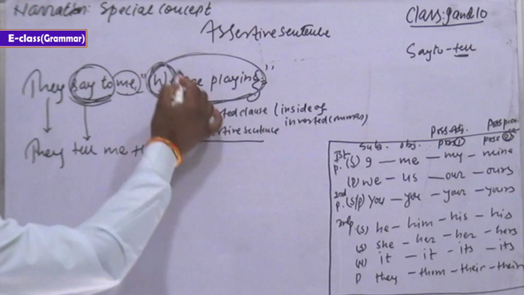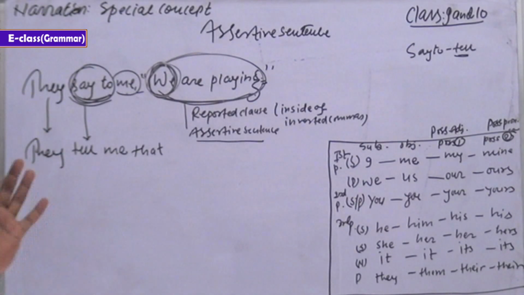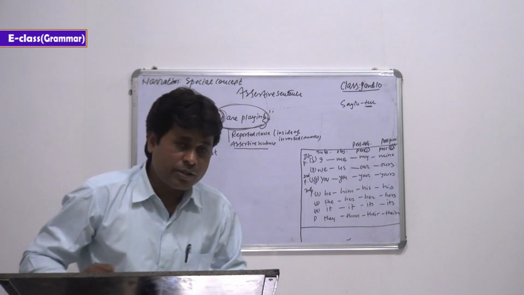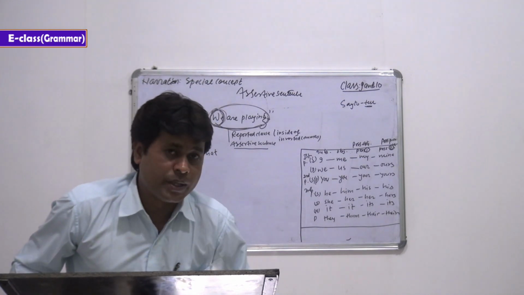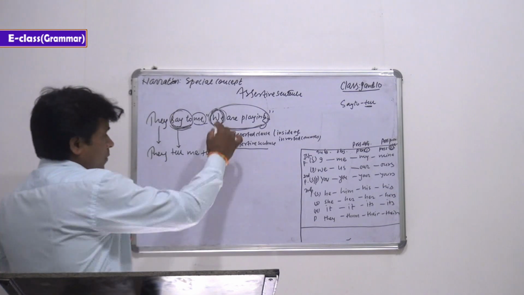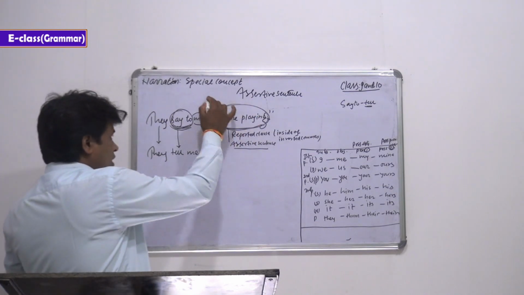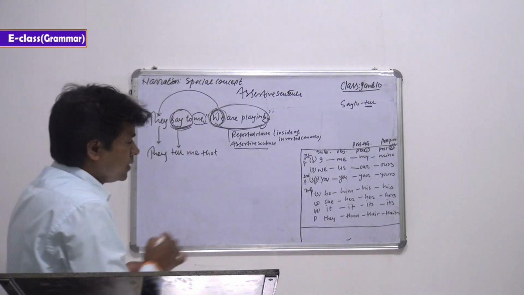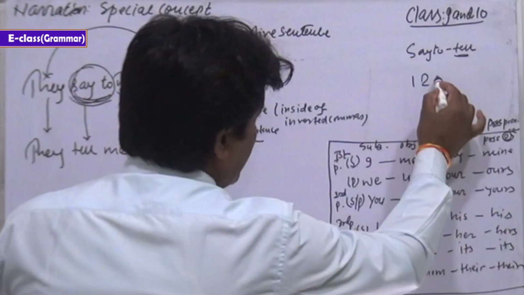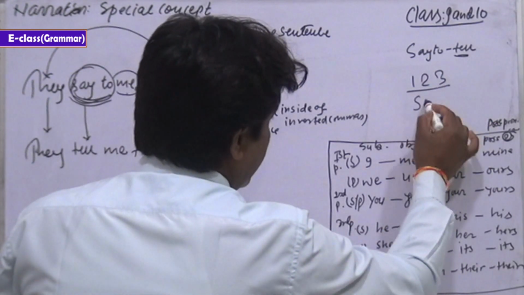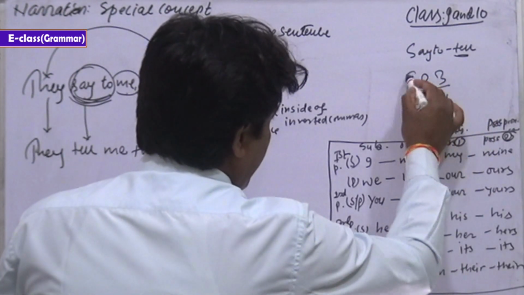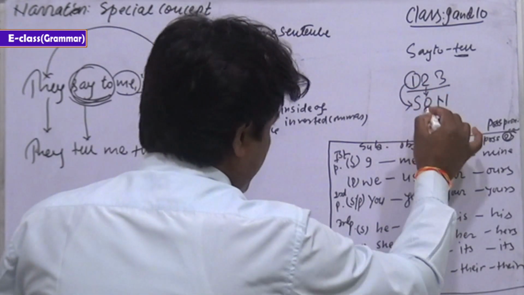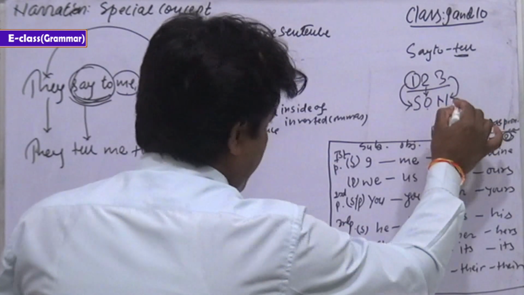Now, the first person: how is the first person changed? In my first class, I might have told you, the first person of the reported clause is changed according to the subject of the reported clause. There was a formula, 123 divided by SON. First person according to subject, second person according to object, and third person no change.